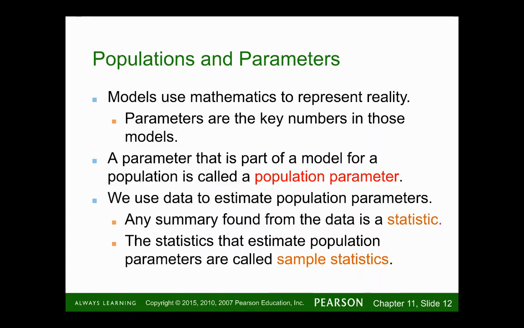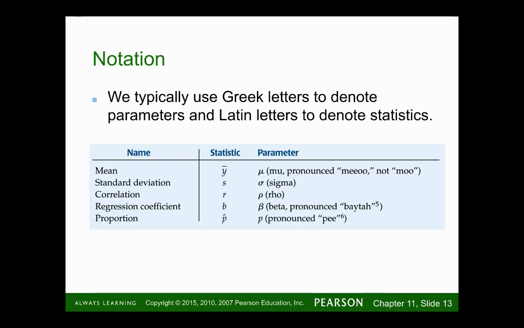We use data to estimate population parameters. Any summary found from the data is a statistic, and statistics that estimate population parameters are called sample statistics. I just erased this from the board, which is ironic, but just so you know, we typically use Greek letters to denote parameters and Latin letters to denote statistics. So they switch up a little bit.